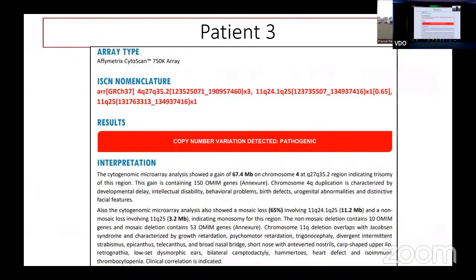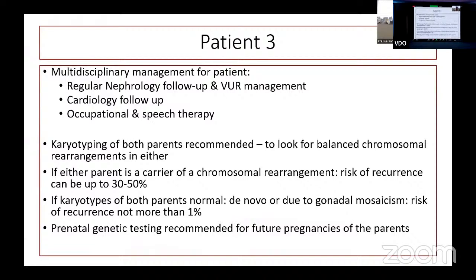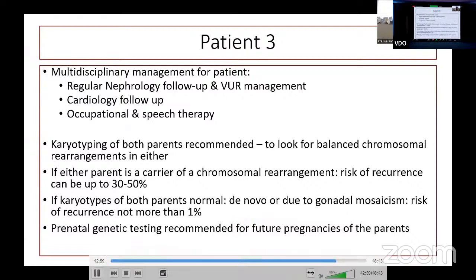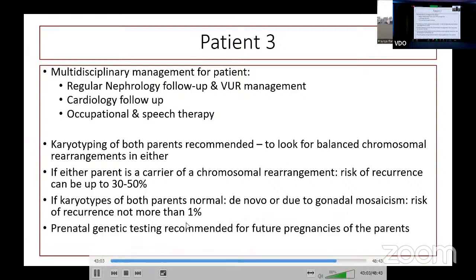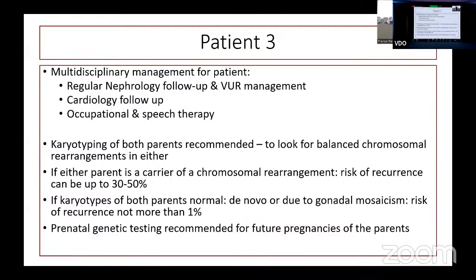So in this child, we were able to identify copy number variations in the form of gains on chromosome 4 and deletions on chromosome 11. For this child, multidisciplinary management would be recommended in the form of regular nephrology follow-up, VUR management, cardiology follow-up, and occupational and speech therapy to help with the developmental issues.